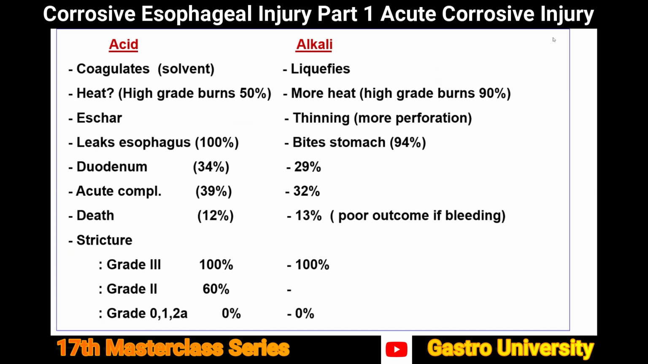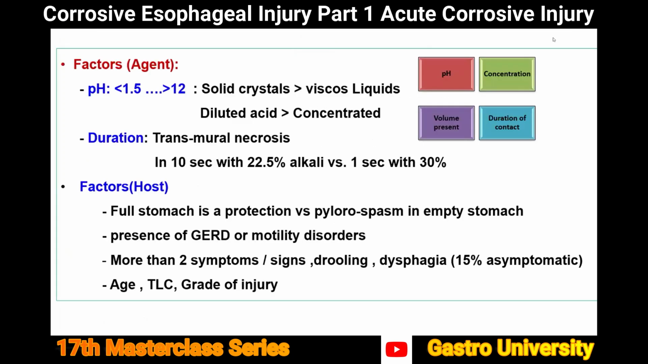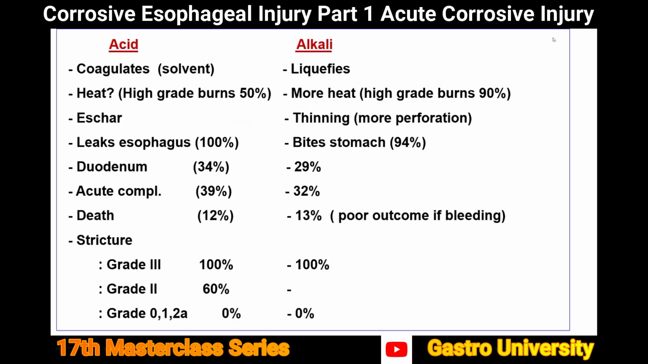We discussed the endoscopic grading. If there is grade 0, 1 or 2A, there is almost no chance of formation of a stricture. As the grade becomes higher and higher, the chance of forming a stricture becomes higher, and by the time we reach grade 3, it becomes 100%.